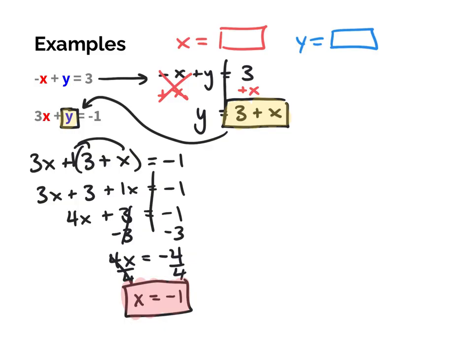Now I have many options here. Here's what I'm going to do. I can take this x, this negative 1, and plug it in here. I could plug it anywhere where I see x. Now I'm going to be smart about what I did.